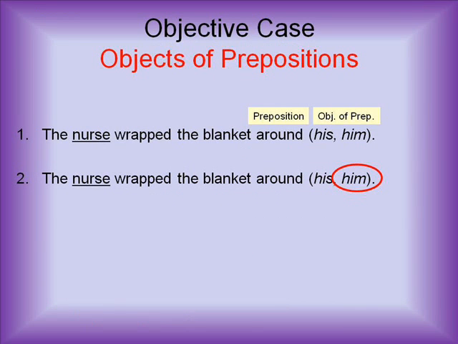Now, the last few slides about objective case were if the pronoun was the direct object or the indirect object, or the appositive to one of those. But the other time that we need to use the objective case is for objects of the preposition. Now here's an example. The nurse wrapped the blanket around his or him. Well, his or him is the object of the preposition. We have a preposition, around. So we could look on our chart and say, okay, which of these, his or him, is in the objective case? And the answer is him, so the correct sentence is, the nurse wrapped the blanket around him.